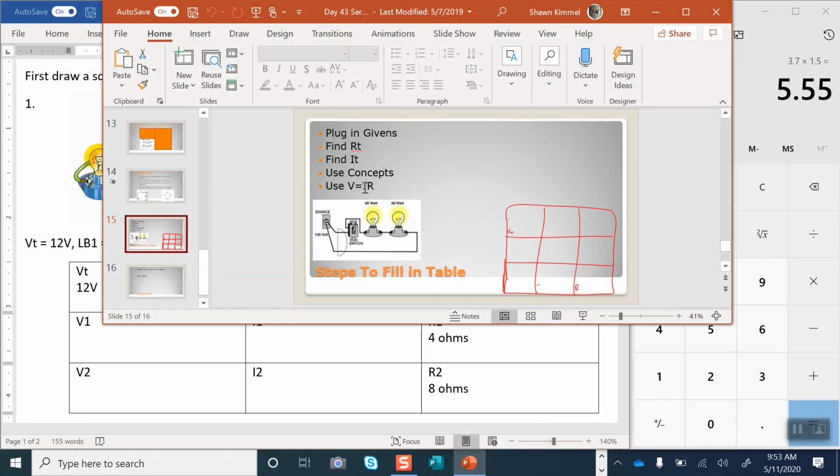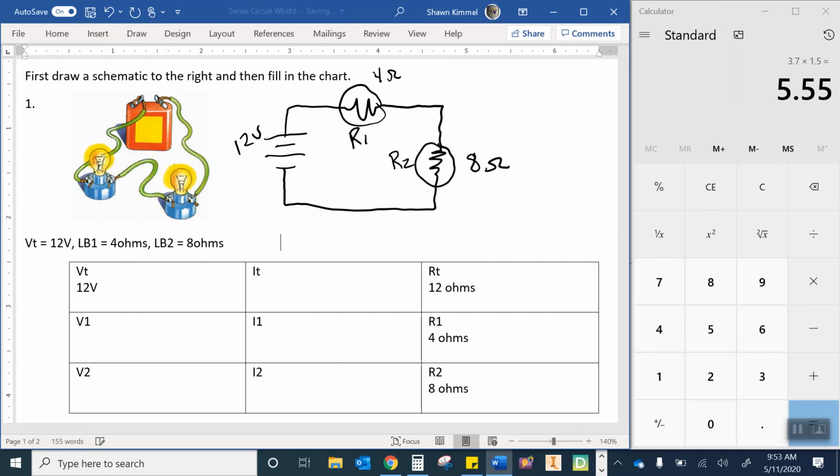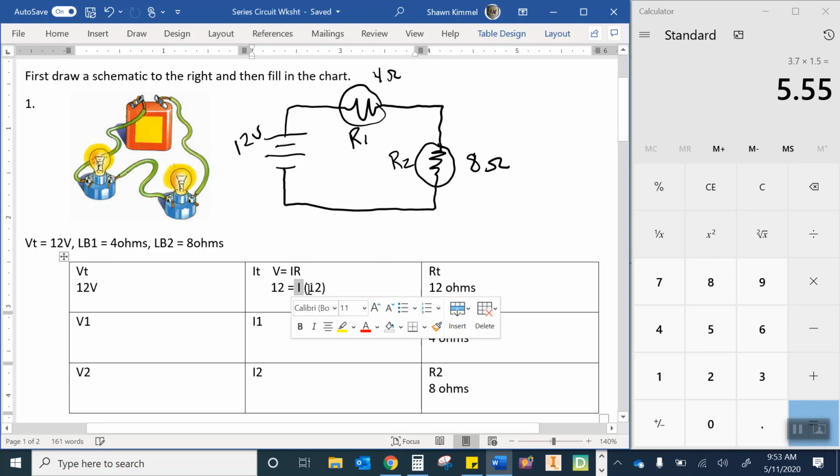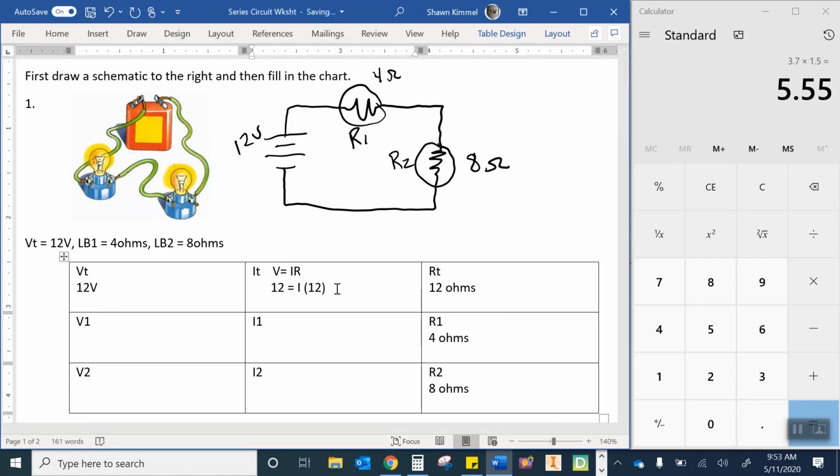The next thing we want to do here is find IT. We're going to do that using V equals IR. I'm going to give myself some space here. IT can be found by saying V equals I times R. In this case, the voltage is 12. I is what we want to find, and the resistance is 12. So that tells us that I, that's not a 1 right there, that's the I, then has to be equal to 1 amp. So there we found what our IT is, our total current.